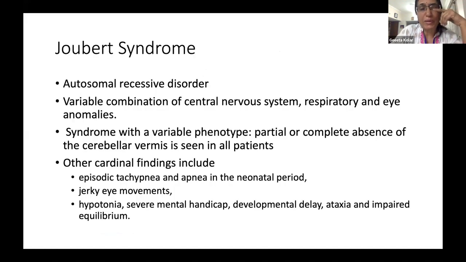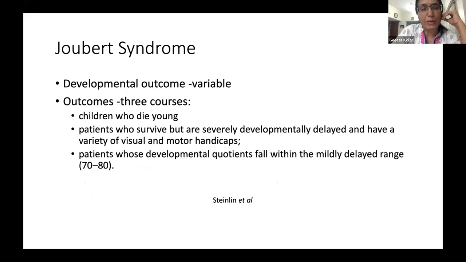So what is Joubert syndrome? It's an autosomal recessive disorder, a variable combination of CNS, respiratory and eye abnormalities, and there is a variable phenotype. There could be partial or complete absence of the cerebellar vermis, which is certainly a finding. But the other cardinal findings could be episodic tachypnea, jerky movements, hypotonia.